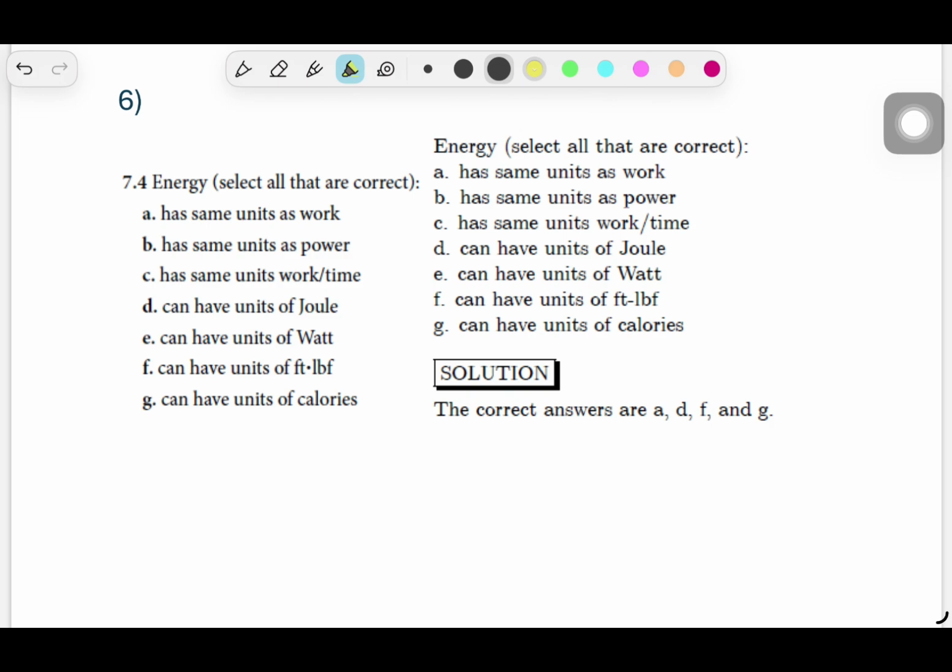Let's solve the final question, which is 7.4. Here, we just need to select all that are correct. So we will investigate the units of energy and what it means. We are going to select an option if it has the same units, or if we can represent it with different terms or expressions.